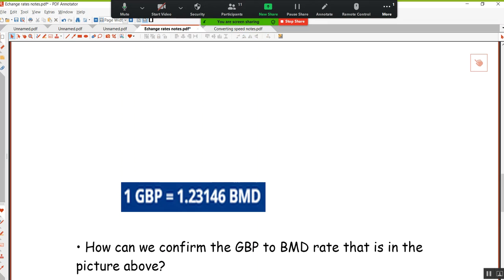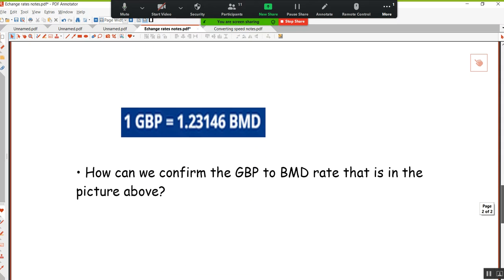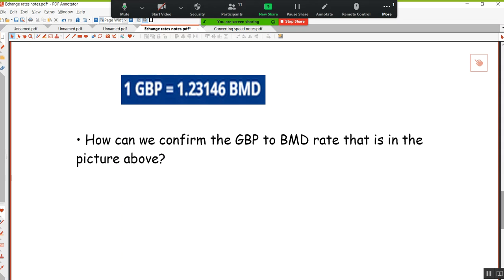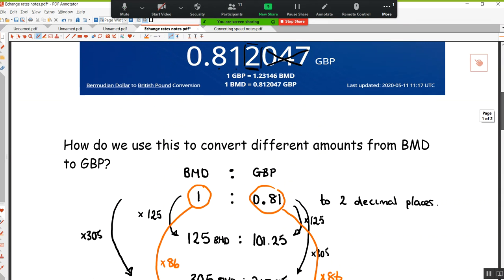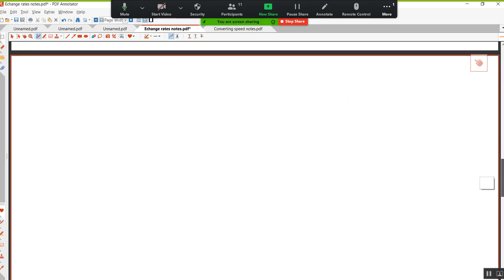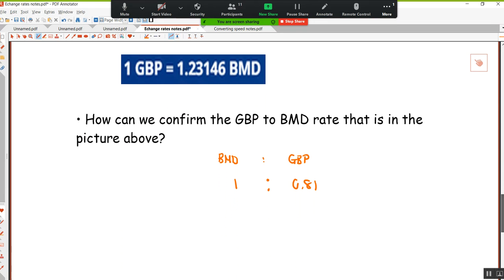All right, sorry for it being a bit fuzzy. So we've got a different rate now, but it's using the same currencies. All right, so what I want to look at, guys, is if we've got Bermudian dollar to Great British pounds, and we've got a rate of, what was it, 0.81. Do you remember the rest of the decimals, guys? No? So 0.2047. Can you remember that? So what was it?